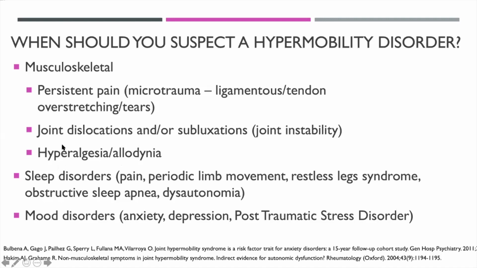Another really, really important feature is joint dislocations or subluxations. As we discussed earlier, if people have a hypermobility disorder, they may have joint instability. So the bones may come out of proper contact with each other. If the bones are no longer in contact with each other, that's a joint dislocation. If the bones are not in proper alignment, but they are in contact with each other, that's a joint subluxation. And then another important musculoskeletal feature of hypermobility disorders is persistent pain. People with hypermobility disorders can have microtrauma in the ligaments and the tendons due to overstretching and tears, and that can lead to pain.